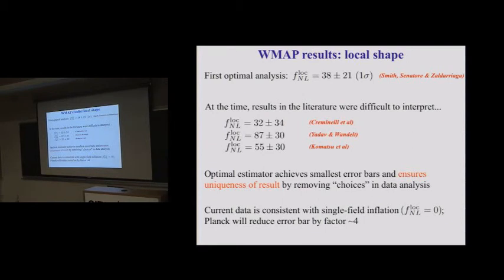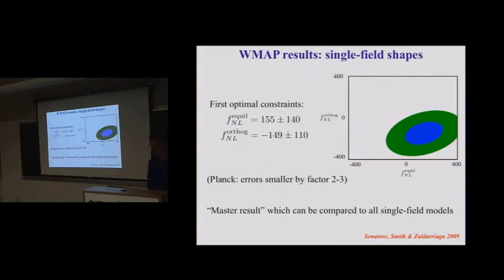So our perspective is that, this pipeline was for WMAP 5, but since then I've joined the WMAP team and we use this optimal pipeline in WMAP 7. The result is still consistent with f_NL equals 0, and so current data seems to be consistent with single field inflation. Planck will reduce this error bar down to about 5, which will be really interesting to see.